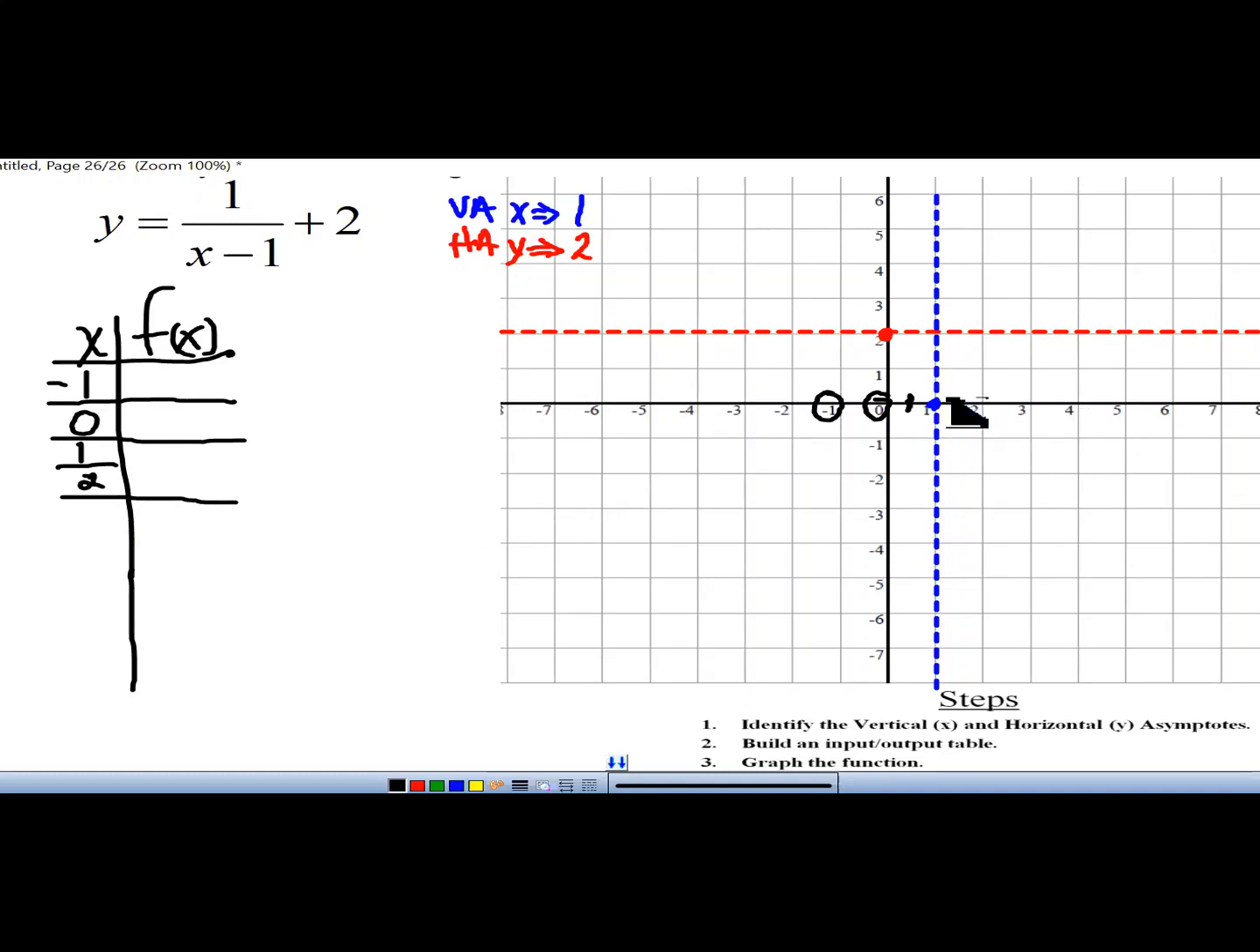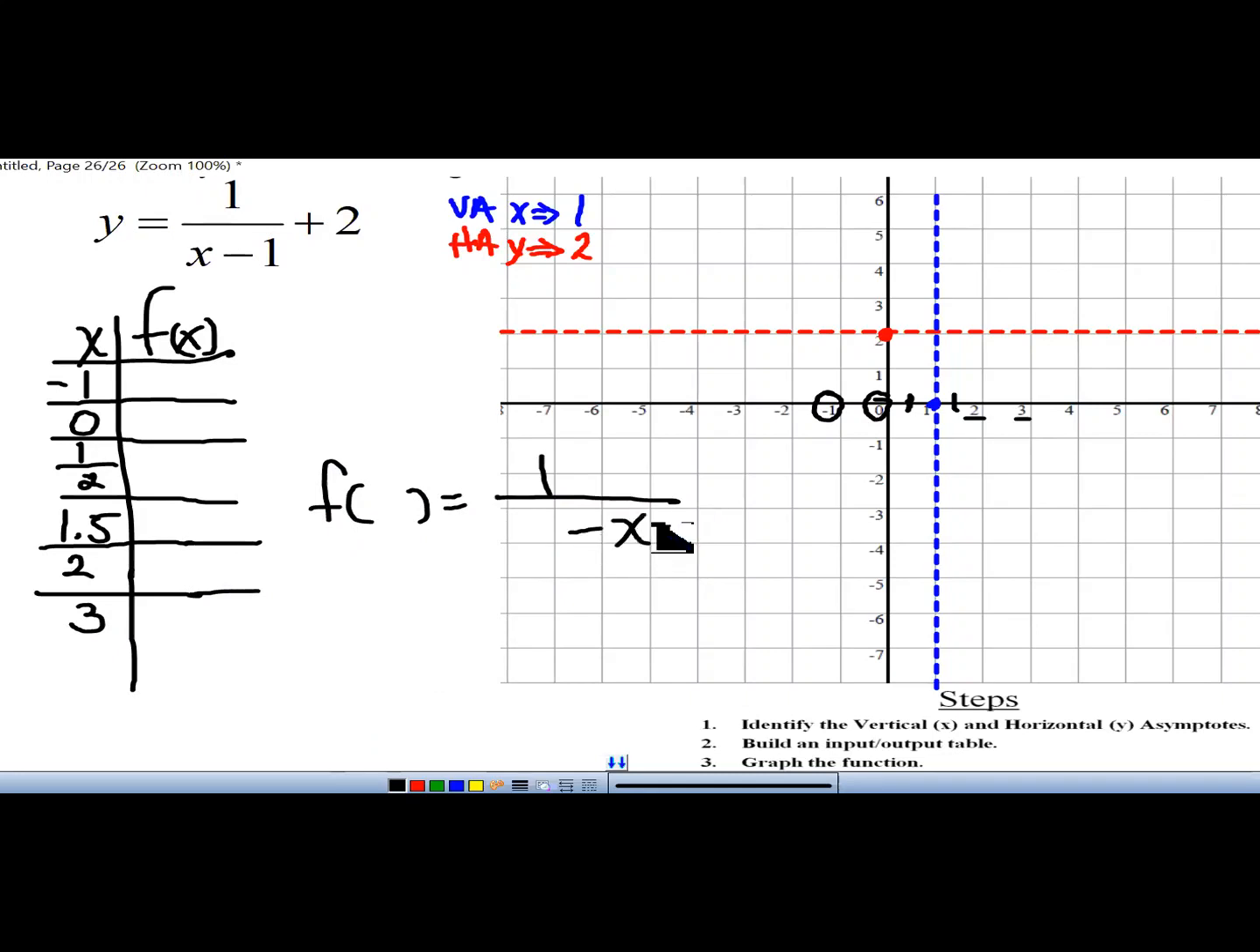But remember, I want a fraction close to the asymptote. So I'm going to make it 1 and 1/2. I'm going to write it as 1.5, which is here. And then 2 and 3. All right. So here we go. I'm going to use this. So I'm going to write f of x equals 1 over x minus 1, sorry, x minus 1, plus 2.